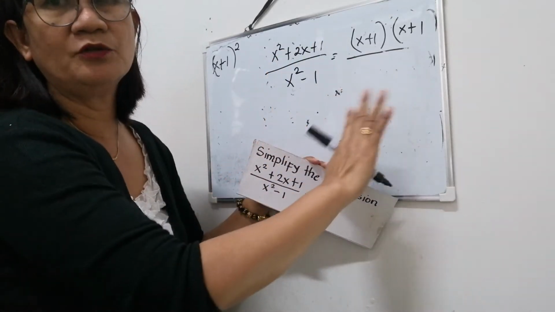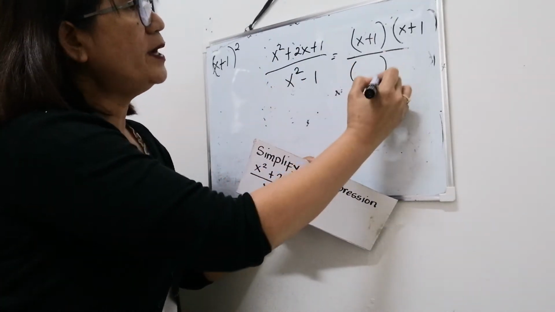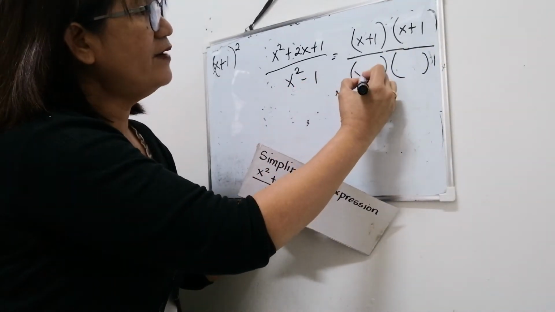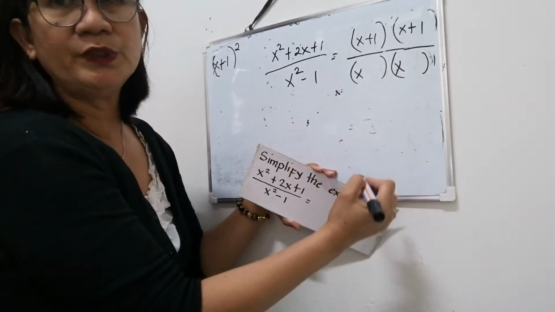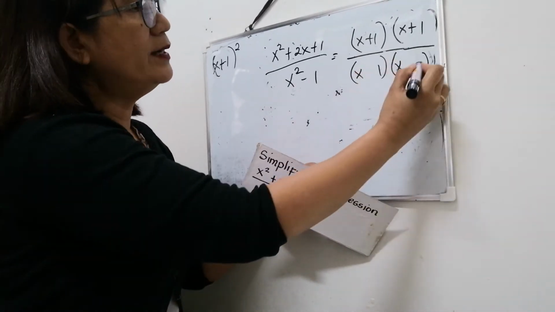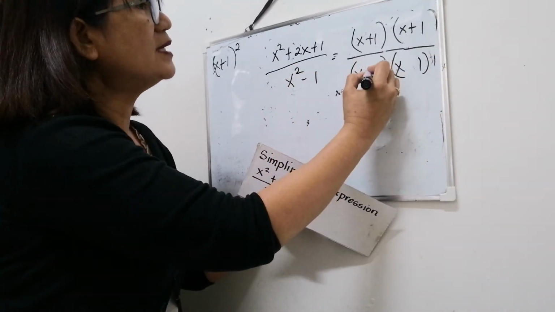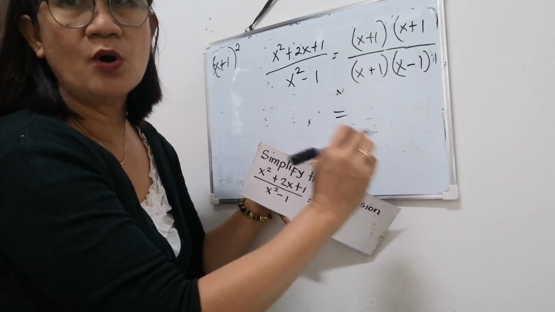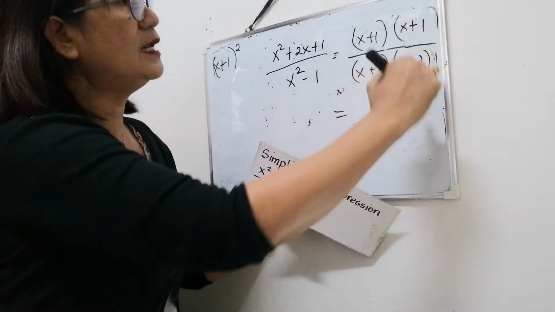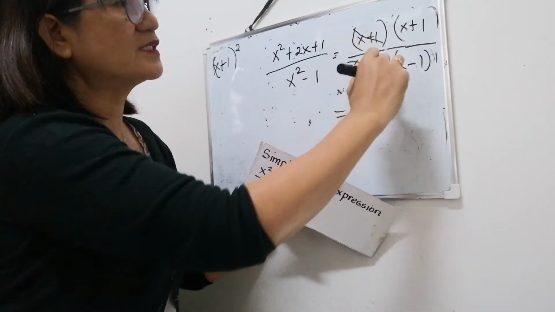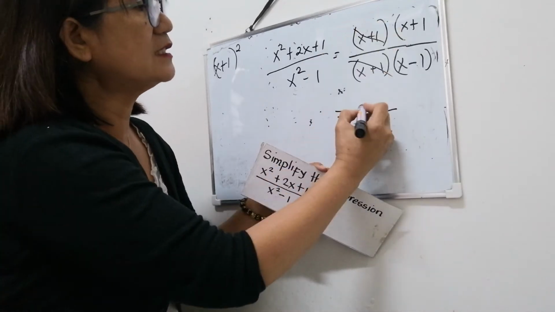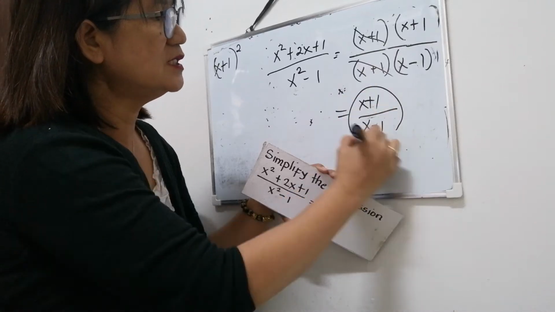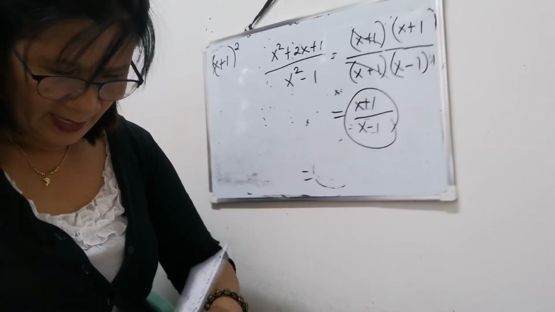Okay, next, the denominator. So, dalawang binomials ulit yung factors nito. Get the square root of x squared. What do you have? X. Get the square root of 1. We have 1. And then, using the plus and minus sign. Then after that, we are now ready for canceling the common factors. Ano yung common sa kanilang dalawa? So the answer is x plus 1. Then, ano yung natira sa taas? Sa numerator, x plus 1. In our denominator, x minus 1. So this is the simplified form. Okay, last example.